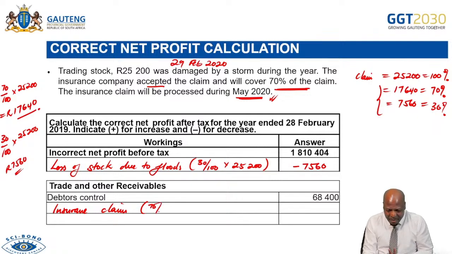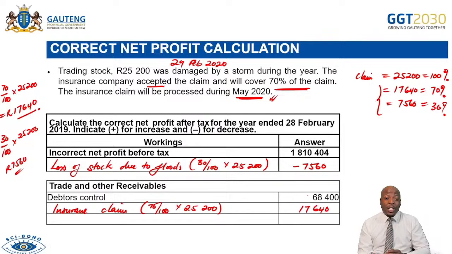How much is that insurance claim? Remember, it's the 70 over 100 multiplied by your 25,200, which was giving us the 17,640. Are we good? We should be good. All right? All right. Can I move on to one more adjustment?